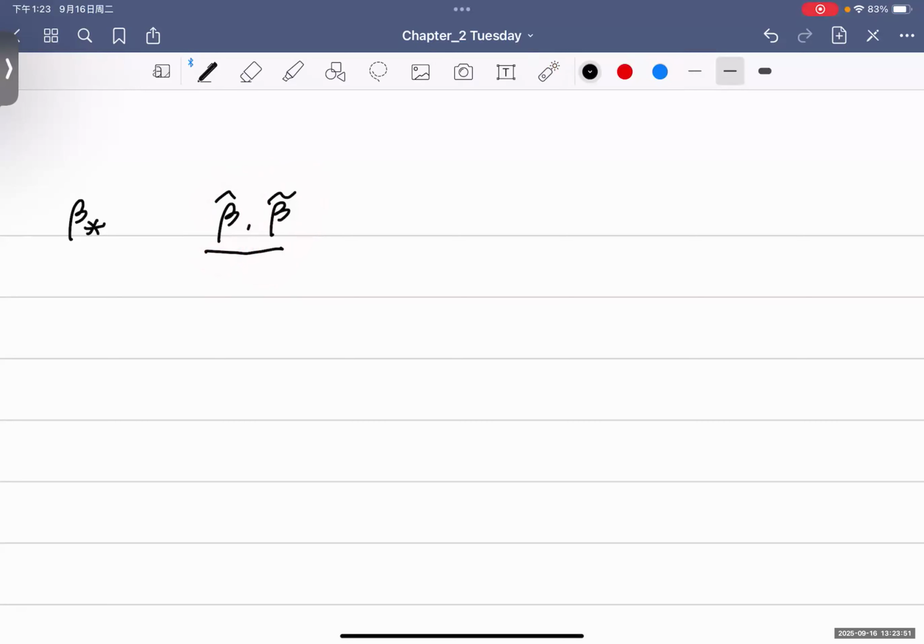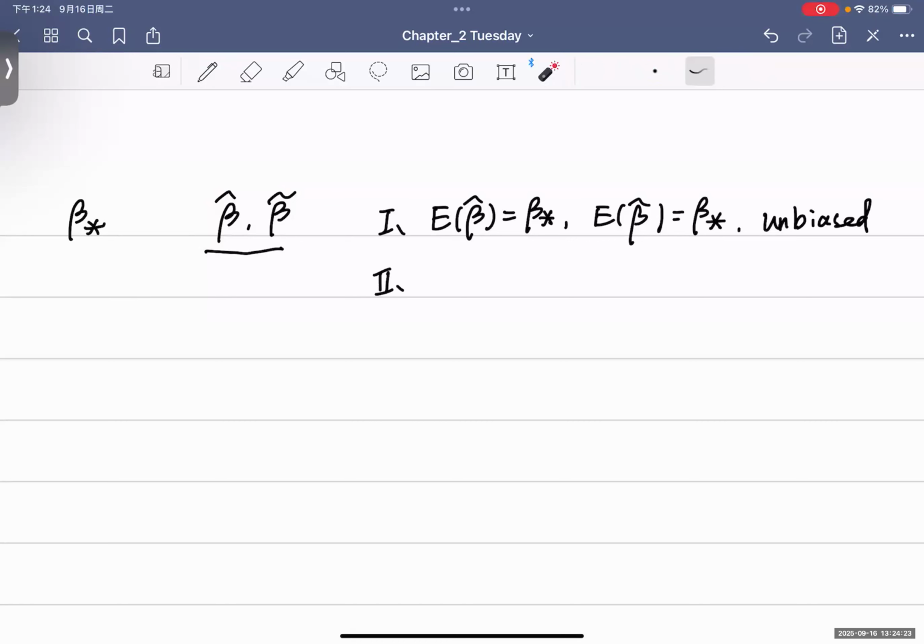So the criteria we will see in this kind of theory follows this consideration. First of all, the expectation of the beta hat must equal beta star. Expectation of the beta tilde must equal beta star. This we call unbiased, which means that even though it's a random variable, its mean is still our target. And if there is some other estimator, like beta bar, and its expectation is not equal to beta star, then we just exclude the beta bar.